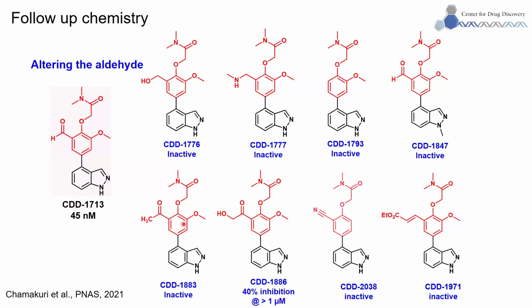So we thought, let's try other electrophiles. At this point, we thought this aldehyde may be interacting covalently. We all know that the enzyme has a catalytic cysteine. To test this hypothesis, we changed this to a ketone, hydroxymethyl ketone, nitrile, and alpha-beta unsaturated ester, which could trap that nucleophilic residue. But unfortunately, most of them are inactive. Only the hydroxymethyl ketone shows about 40% inhibition at 1 micromolar.